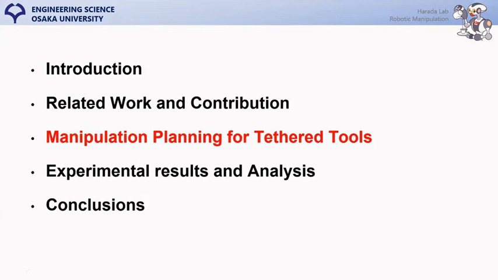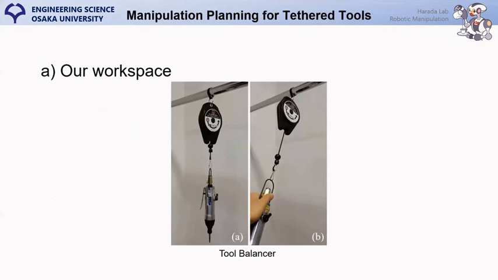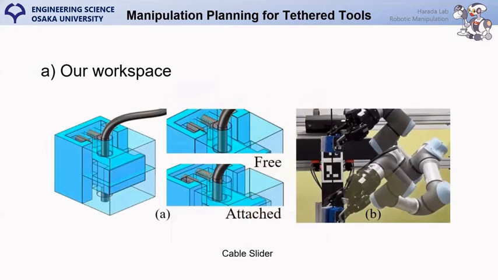Following up, we have the explanation of our manipulation planning for tethered tools algorithm. Basically, for our implementation, we use a tool balancer to provide the cable with a constant tension in order to perform experiments. We also make use of a cable slider. This is a 3D printed tool with a free state in which the robot is holding the tool and is able to slide it across the tool's cable.